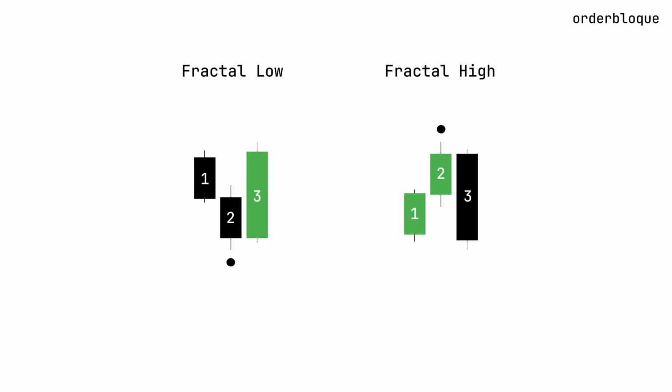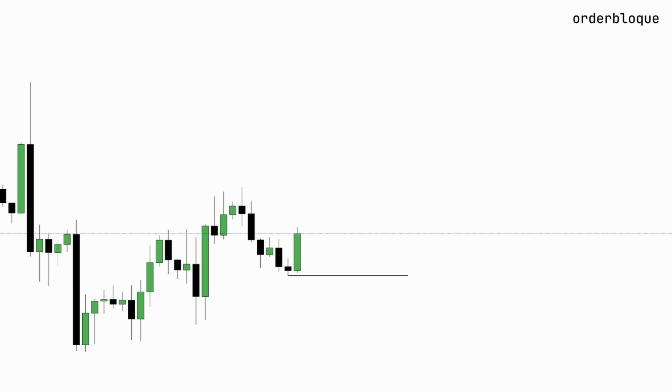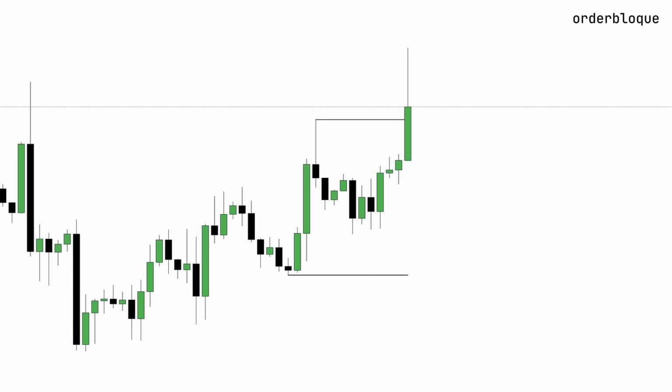To make everything clearer, let's analyze a few examples from real charts. Here's a simple example on the 4-hour chart. First, a fractal low forms, which will be our minimum price, followed by a fractal high that indicates the maximum price. The distance between these 2 points will be considered our dealing range. The price corrects within this range, then reacts and moves further upward.